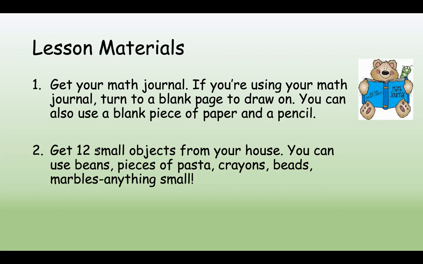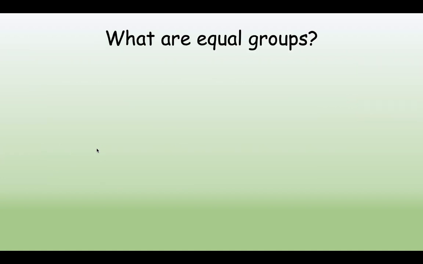You also need to get 12 small objects from your house. You can use beans, pieces of pasta, crayons, beads, marbles, anything small. Depending on what surface or area you are in at your house, you want to make sure that you have a flat surface because you're going to need a place to put all of your objects. Okay, so go ahead and go grab those materials. I suggest you press pause on the video and then unpause the video when you are ready. Okay, so now that you have your materials, let's get started.